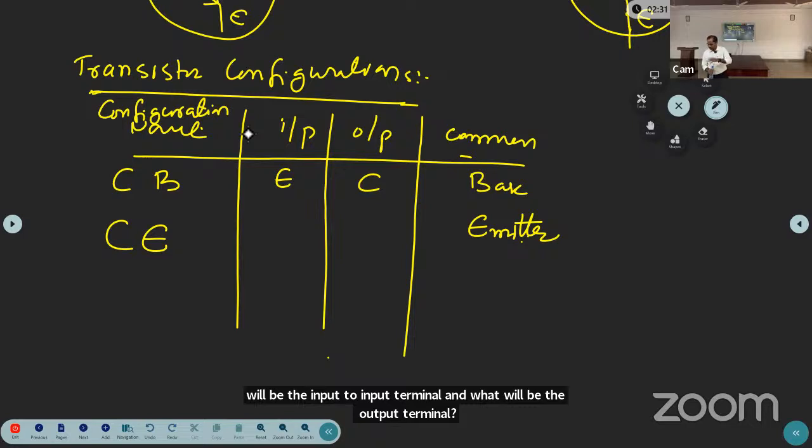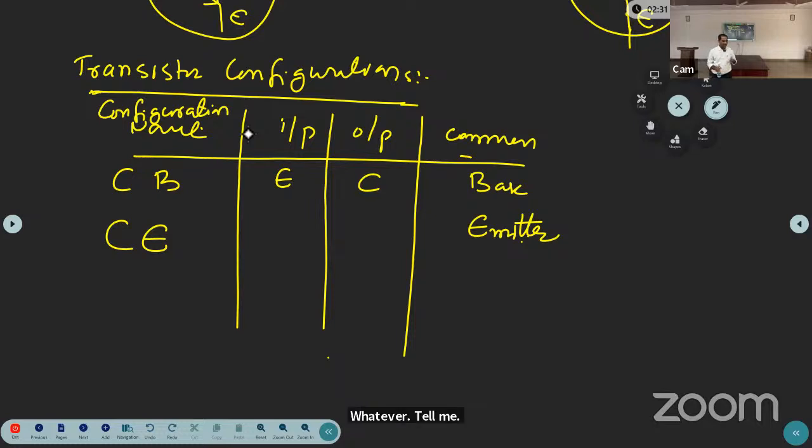Tell me. If you are keeping the emitter as the common for input and output circuits, then what will be the input terminal and what will be the output terminal? Input is C, output is E? No, E is already taken, that is the emitter is the common for the input circuit and output circuit. The other two terminals are base and collector. So the base is the input terminal and the collector is the output terminal.